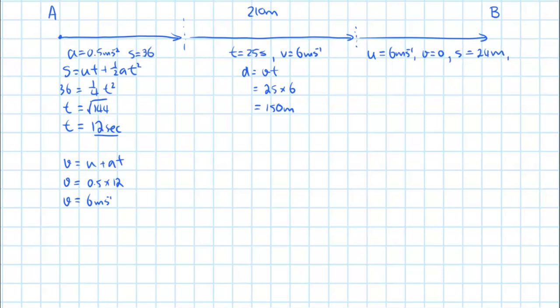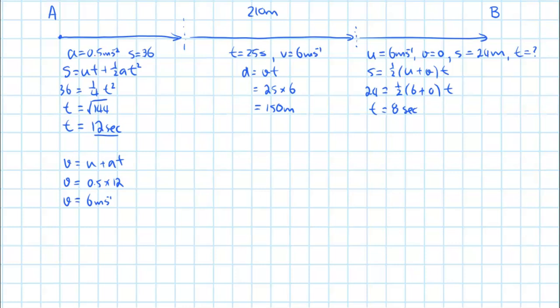All right, and what are we trying to find on the final stage? We're trying to find the time, aren't we? What is the time to decelerate back to 0? Which formula uses S, U, V, and T? That's S is equal to half of the initial velocity plus the final velocity, multiplied by the time. So we get 24 is equal to a half of 6 plus 0 multiplied by the time. Half of 6 is 3, and 24 divided by 3 is 8. So our time here is 8 seconds.